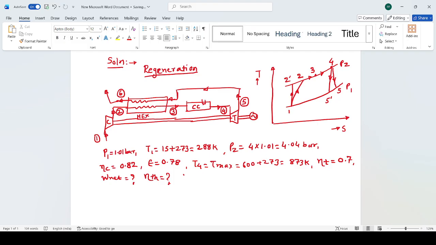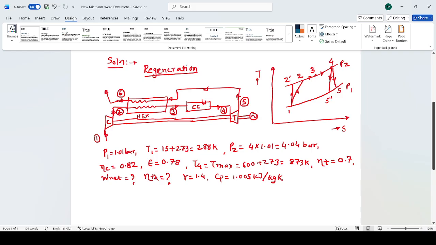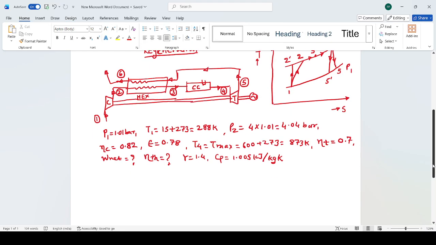Now for our convenience, we will assume gamma for the air as 1.4, and the specific heat of the air as 1.005 kilojoule per kg Kelvin, as these are not mentioned in the statement. So it is safe to assume gamma equal to 1.4, and the specific heat at constant pressure, Cp, for the air as 1.005 kilojoule per kg Kelvin. Okay, so let us begin with the calculation part now.